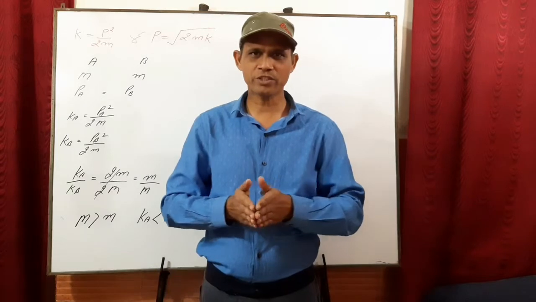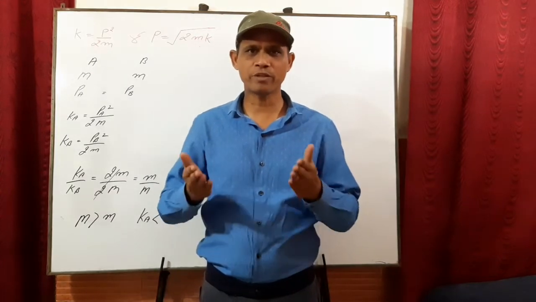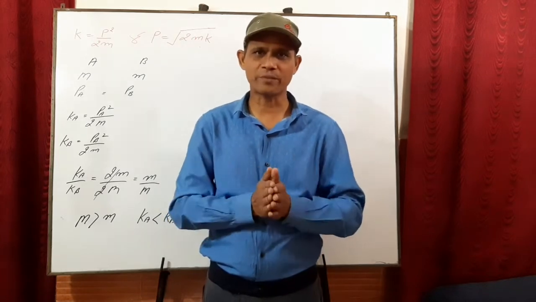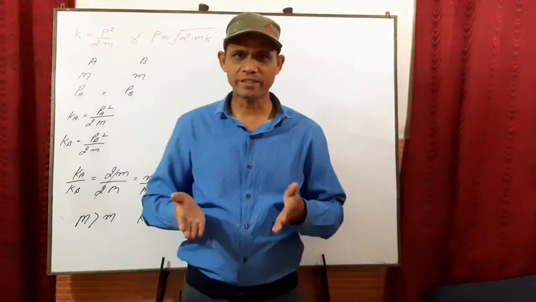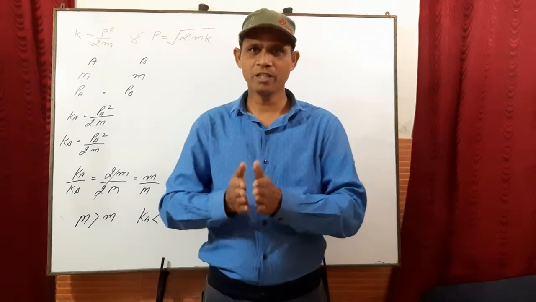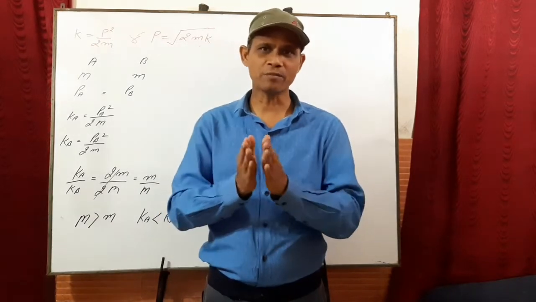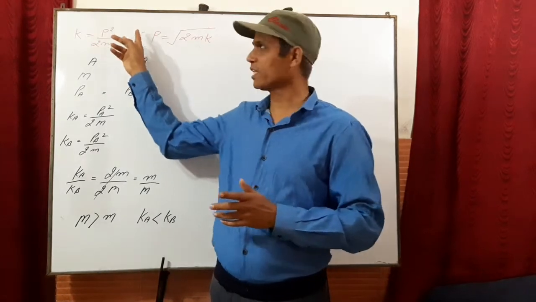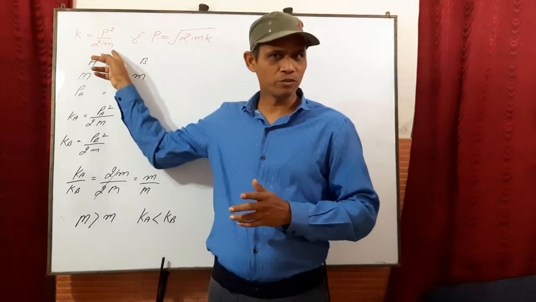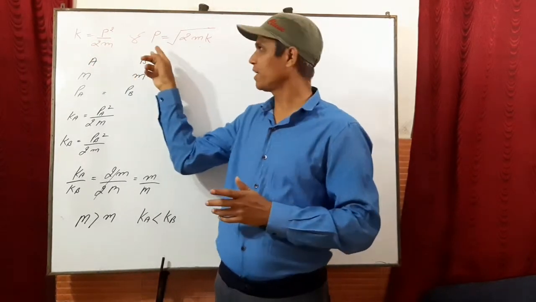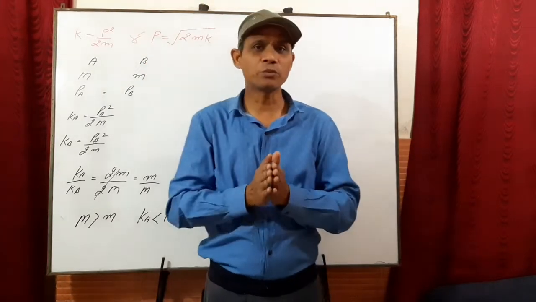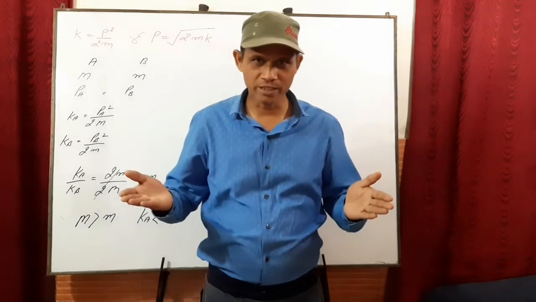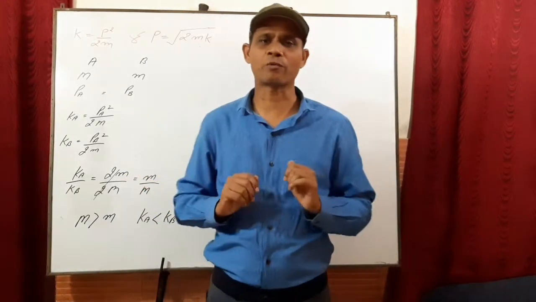Today we are going to discuss chapter number 2, Work, Power and Energy. This is the fifth part of this chapter. In the fourth part, we have discussed the relation between kinetic energy and momentum. The relation was K, kinetic energy, is equal to P square upon 2m, and P is equal to under the root 2mK. Now, what sorts of questions come in the examination based upon this formula?